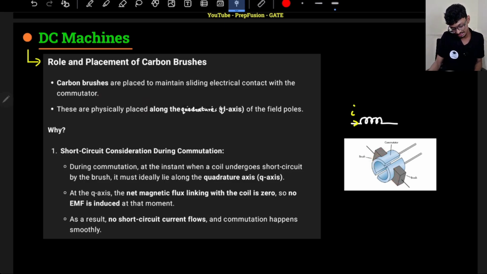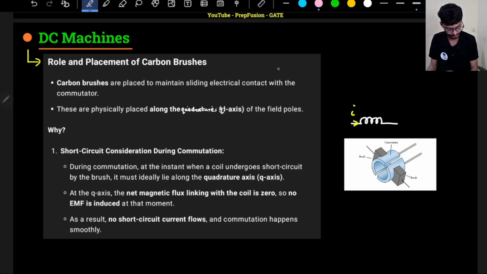So what happens? The commutator is here, right? The commutator is actually also connected with these two rings, right? And ultimately the brush is here. So there is friction between the brush and the commutator. That's why the name is brush, because it is brushing the commutator, right? So it brushes the commutator. That's why the name is brush, as it brushes the commutator.